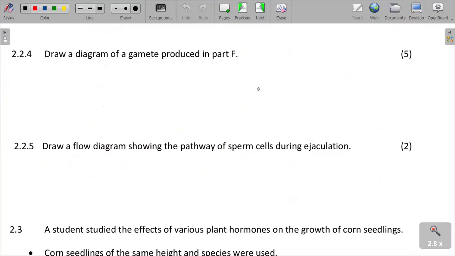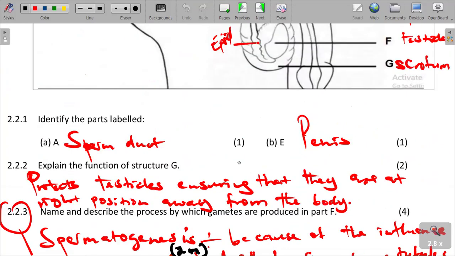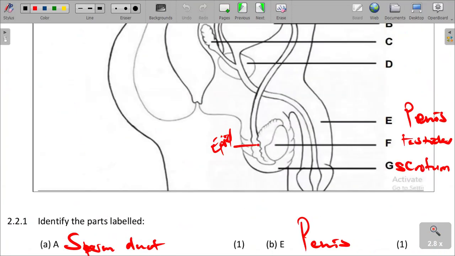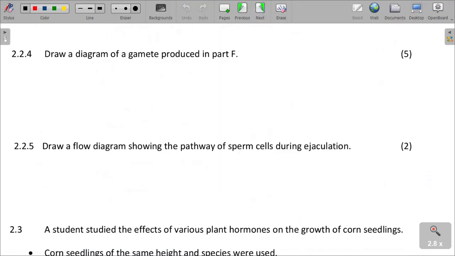Draw a diagram of a gamete produced in part F. The question is asking for the structure of the sperm cell, which is what we are supposed to draw. This is another simple question which I want you not to miss.